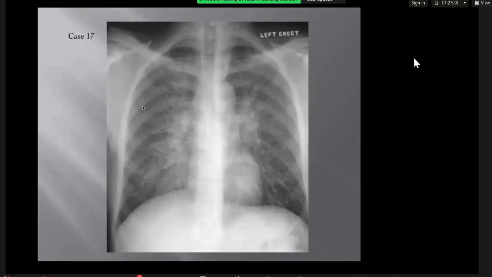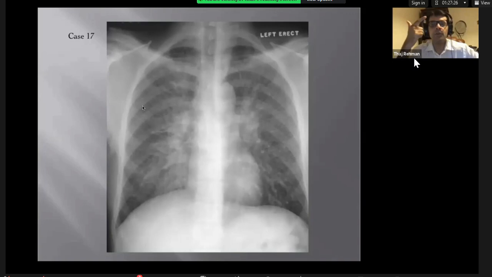Sarcoidosis can also give you... yeah, so those three are the most likely differentials. Bulky hilum, bilateral reticular opacities: lymphangitis carcinomatosa, lymphoma, sarcoidosis. And you can have silicosis, but then you'll see nodules more than that. Okay. So this is actually lymphangitis carcinomatosa.